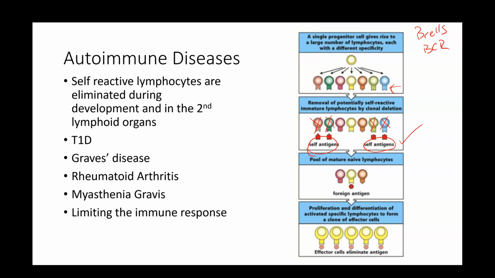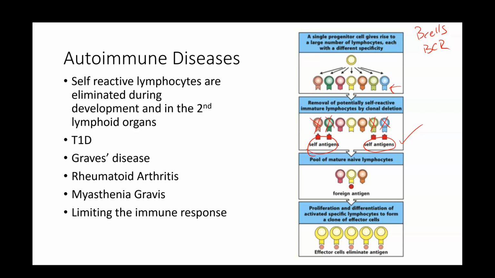Other examples of autoimmune disease are things like Graves' disease. Graves' disease is really interesting because what happens here is we have an antibody that is specific for a receptor on our thyroid. This also is very common in women and not very common in men, which I think is fascinating. Like, why would an autoimmune disease be more common in one gender versus another?